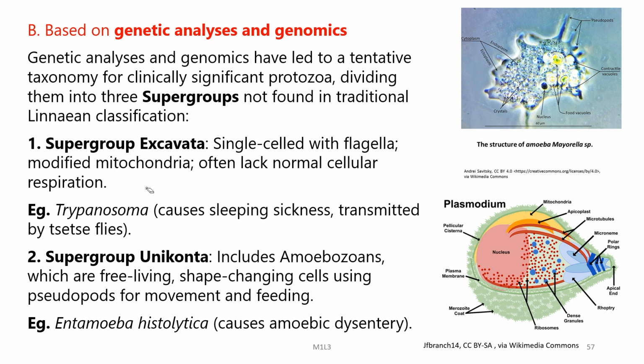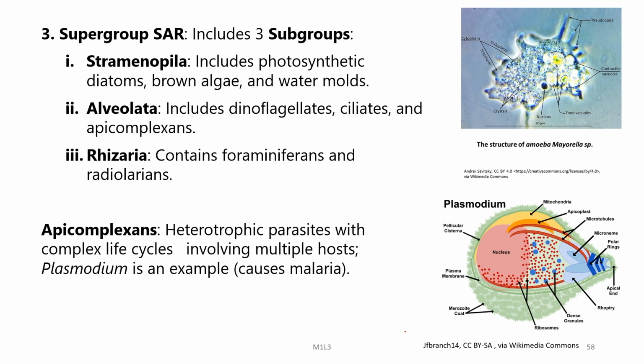The next supergroup is called Unikonta. These include amoebozoans, which are free living, shape-changing cells using pseudopods for movement and feeding. And we have members like Entamoeba histolytica, which causes amoebic dysentery. The third supergroup is called SAR, and it includes 3 subgroups. The name SAR comes from the first letters of the 3 subgroups and is therefore an acronym.